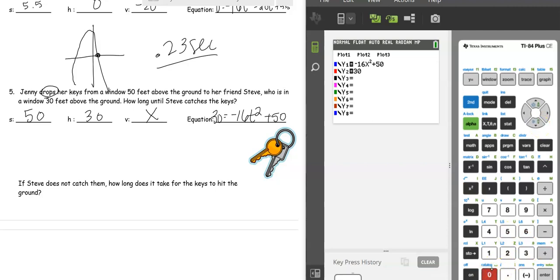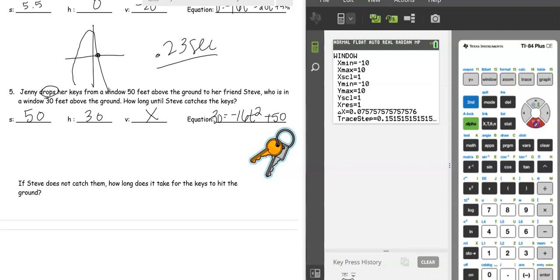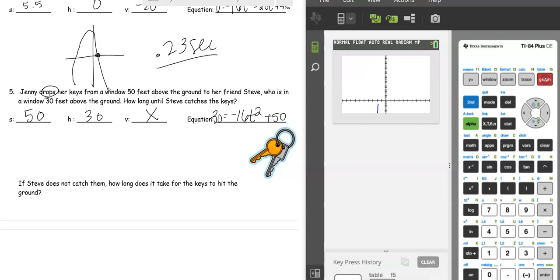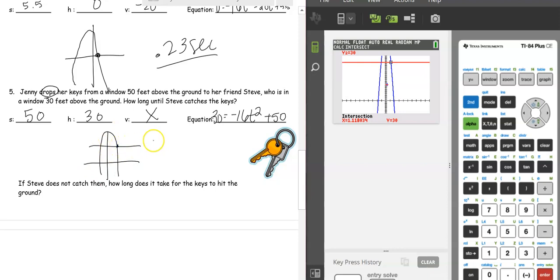Now our window does not show that, so let's open our window. We're going to change our Y max. Let's change it to 35 because it needs to be a little bit bigger than what is in our equation. There we go. Here's that intersection. So clearly he's going to have a chance to catch it. Second trace 5, enter, enter, enter. So Steve has 1.12 seconds in order to react and get the keys.